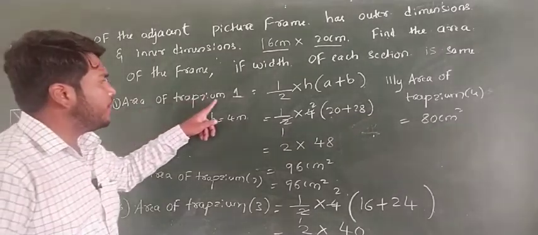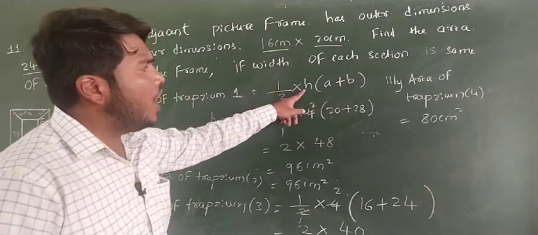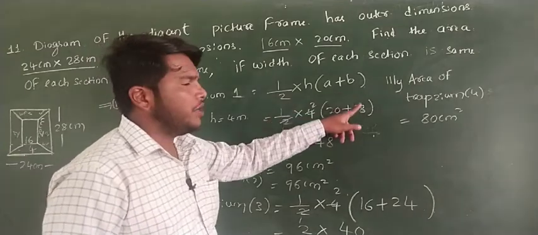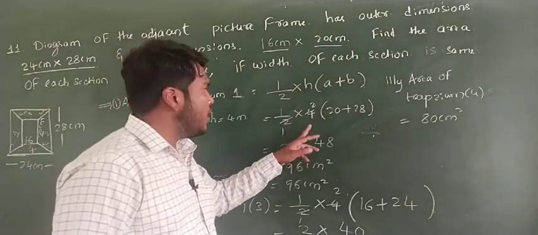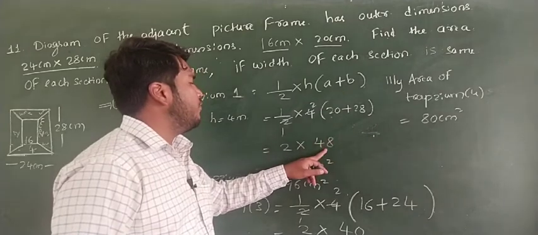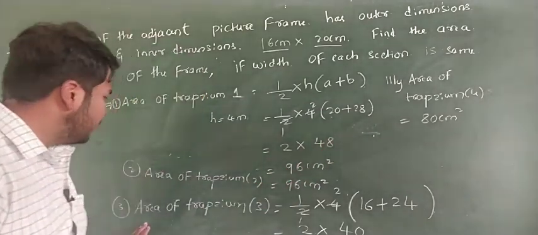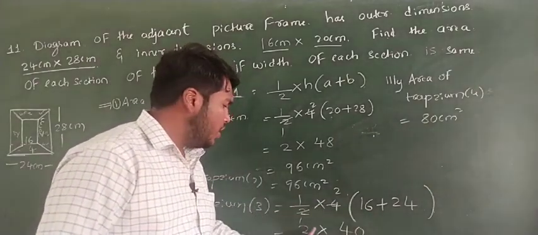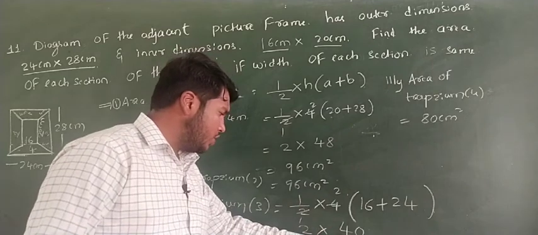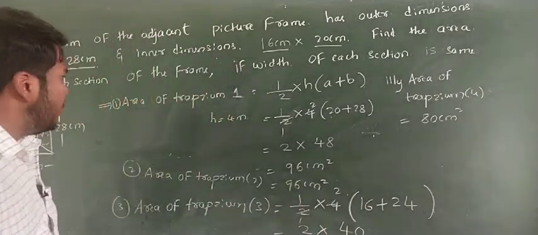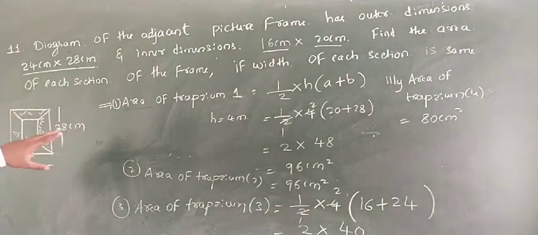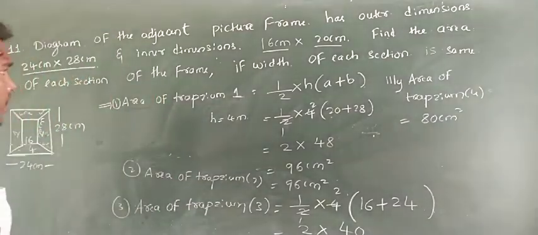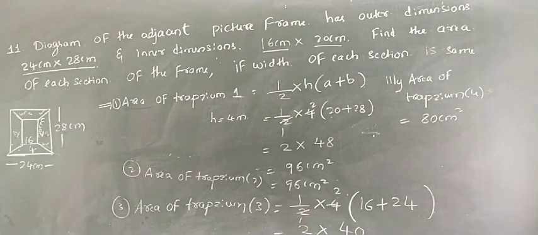See here, the area of trapezium 1 has the formula half into height into a plus b. So half into height is 4, a is 20 and b is 28. Again 20 plus 28 is 48, and 48 into 2 is 96 centimeter square. Similarly, the area of trapezium 3 is half into 4 into 16 plus 24, which is 40, so 2 into 40 is 80 centimeter square. So the area of each section of the frame is 96 centimeter square and 80 centimeter square. I hope you understood this 11th main concept.